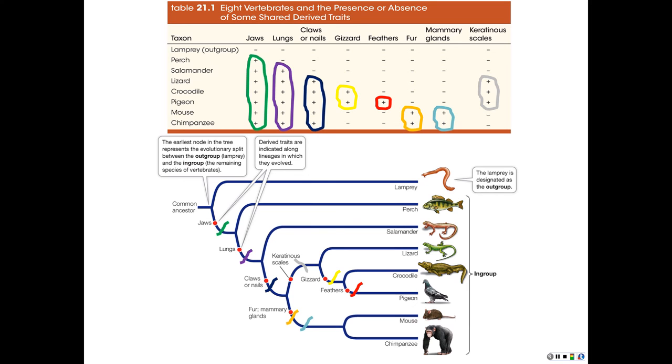So the first thing we do when we want to put together one of these phylogenies is we determine the outgroup. Okay, so the outgroup is a lineage known to diverge before the lineage we are interested in studying. And we use this outgroup as a basis of comparison for our in-group, which is the group we are studying.